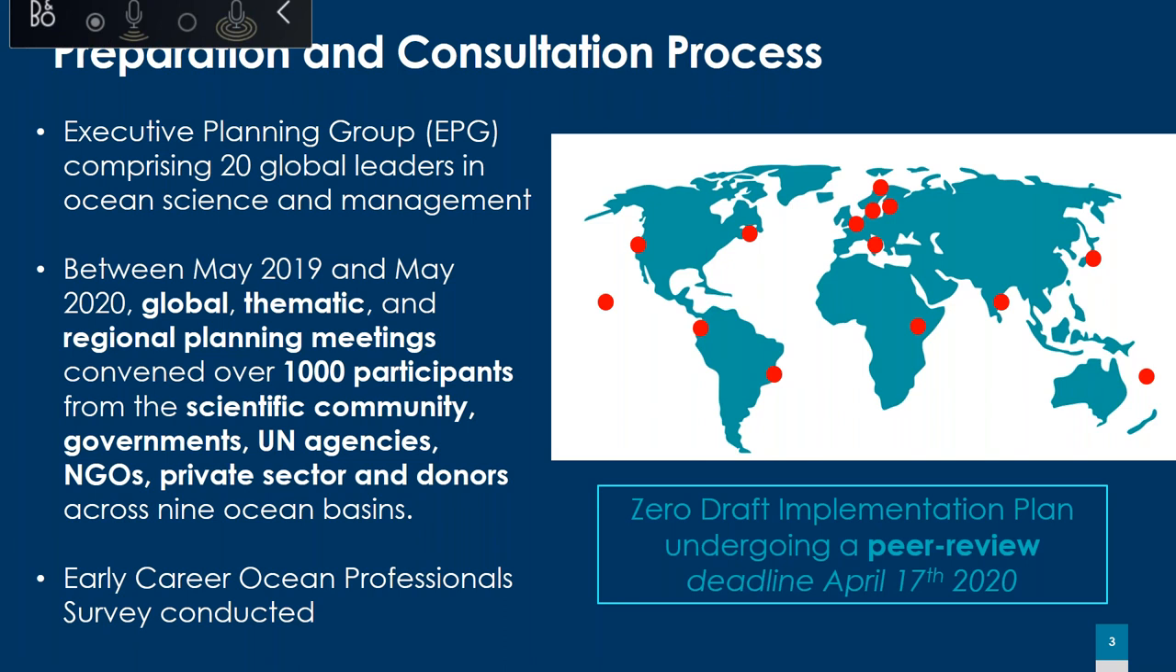So between May 2019 and this month, March, we held global, thematic, and 9 out of 11 planned regional planning meetings for the decade. More than 1,000 participants. The meetings were held in the Pacific, 3 workshops, a workshop in the Indian Ocean, North and South Atlantic, Mediterranean, in the Arctic as well, and also in Africa. In the current situation, we are also planning 2 additional virtual meetings for the Caribbean and again for the Arctic.